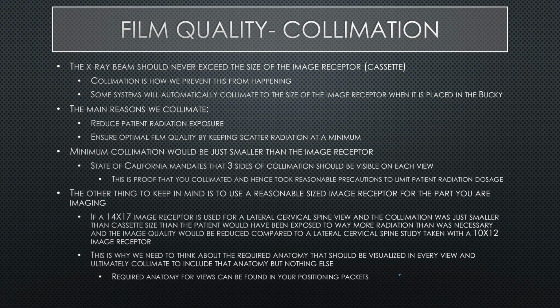So speaking of collimation, I know I have explained this to some people in the class. The X-ray beam should never exceed the size of our cassette. So if we have a cassette that's, say, 10 inches by 12 inches, that collimation should never exceed beyond the parameters of that cassette. It could be at the parameters of the cassette or smaller, never bigger, because you don't want to increase radiation dose for that patient.